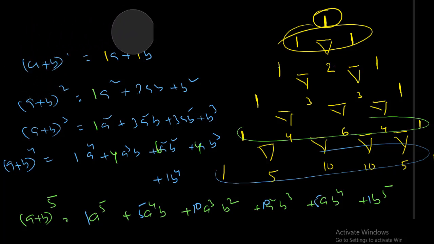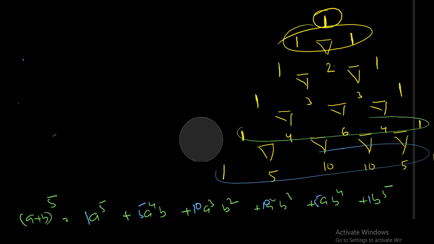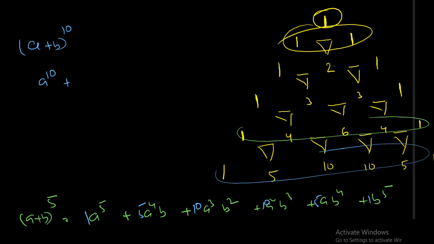So with the help of this Pingla's triangle or Pascal triangle, we can find the binomial coefficients. Okay, students. So the interesting thing is, the difficulty, the demerit of this method is, for example, you want (a + b) to the power 10. So I can say a¹⁰ plus something into a⁹b plus something into a⁸b² plus so on, plus b¹⁰. There will be 11 terms.